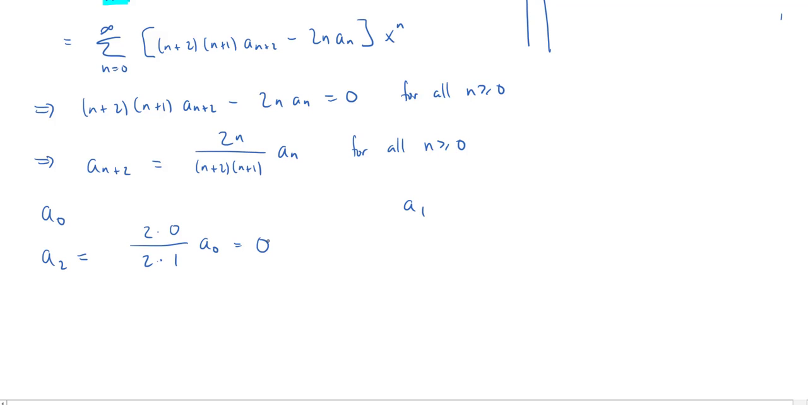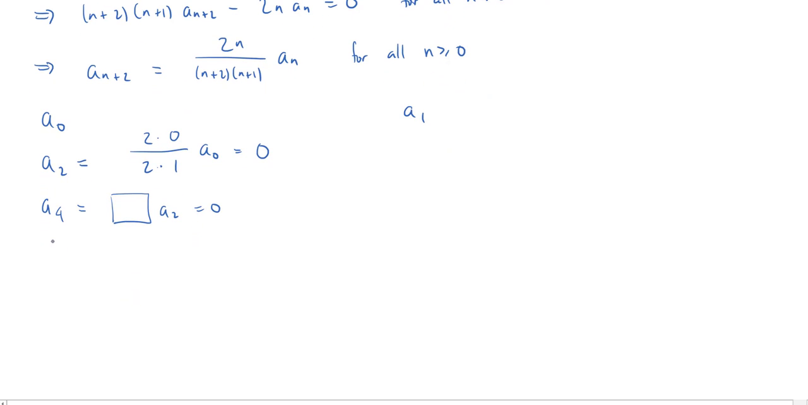This makes us feel really good, because if I try to do the next one, a4, I know it's just going to be some multiple of a2. It doesn't even matter what it is, times a2, but a2 is 0. And so proceeding in this way, every even coefficient is going to be 0, provided n is at least 1. Of course, a0 may not be 0. That's a key point here: the zeros only start at a2.